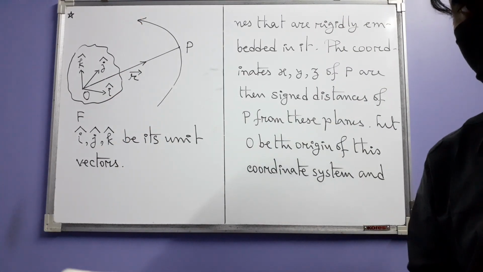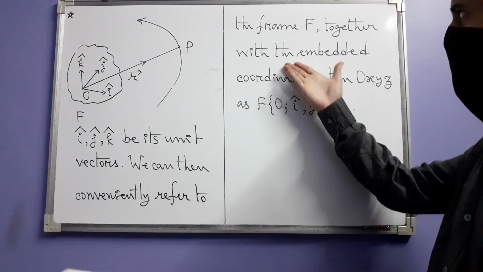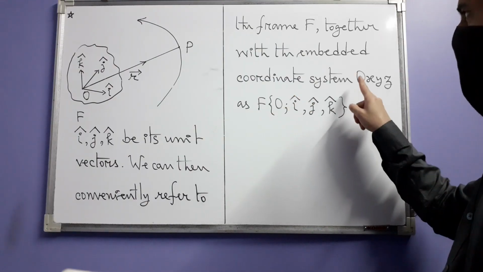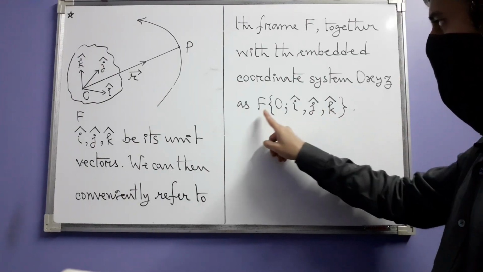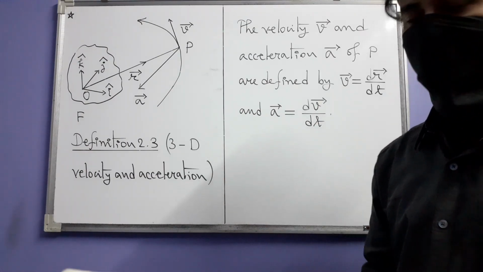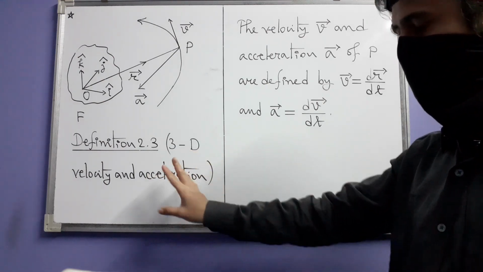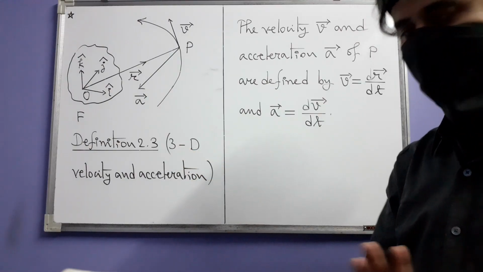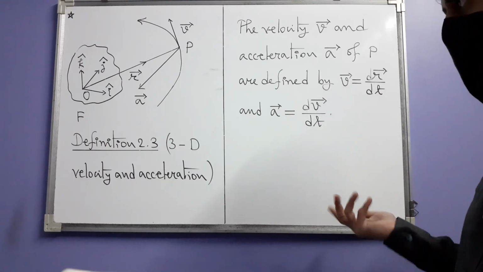They are mutually orthogonal. We can then conveniently refer to the frame F together with this embedded coordinate system O, x, y, z. So O is the origin and these are the 3 axes, with this notation F, O, i hat, j hat, k hat. And then we have the definition of general velocity and acceleration. The text calls it 3D velocity and acceleration, but 2D is also included. That's a special case.